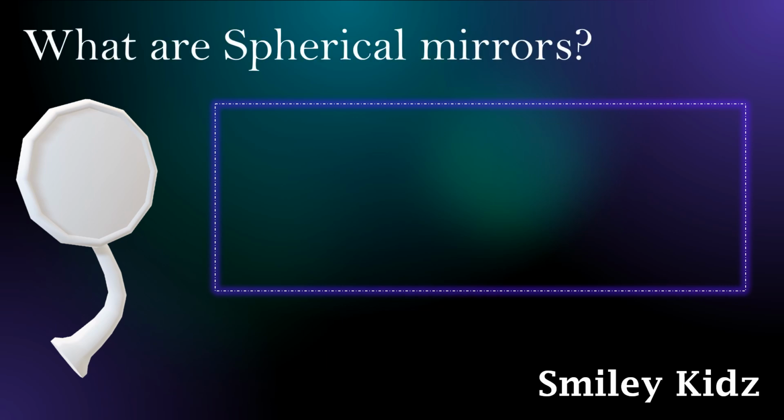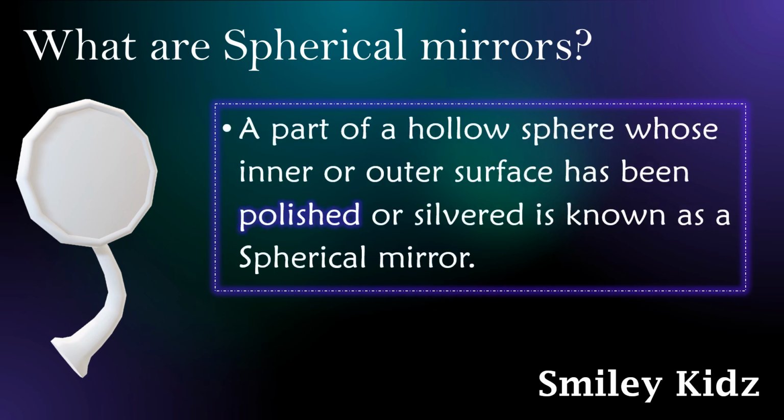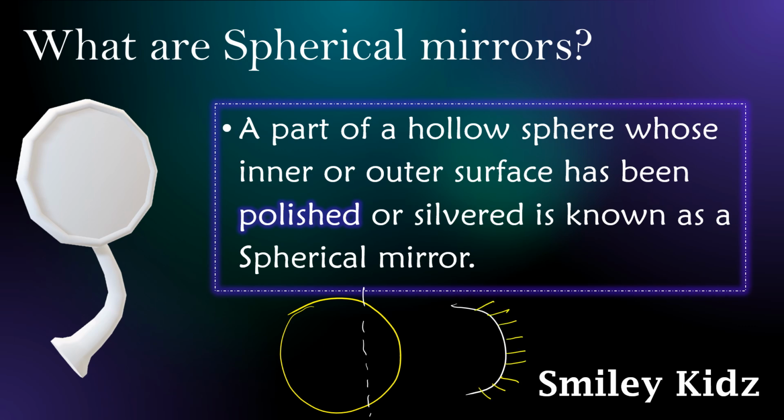Firstly, what are spherical mirrors? A part of a hollow sphere whose inner or outer surface has been polished or silvered is known as a spherical mirror. This means if this is the sphere and I cut it in such a way that I get a hollow surface and I polish one of the sides of this particular surface, this particular thing is known as a spherical mirror.